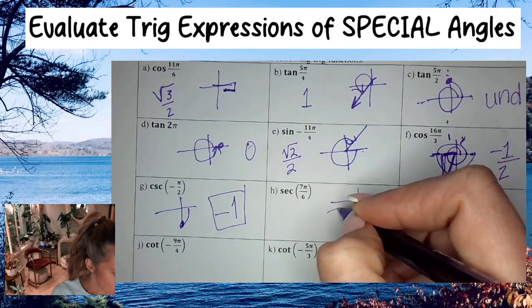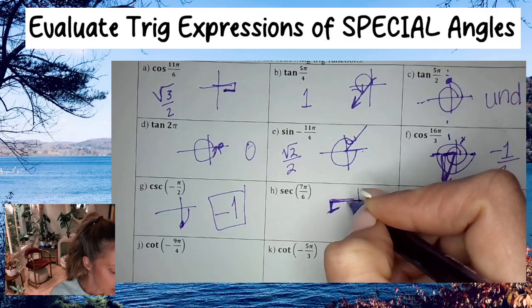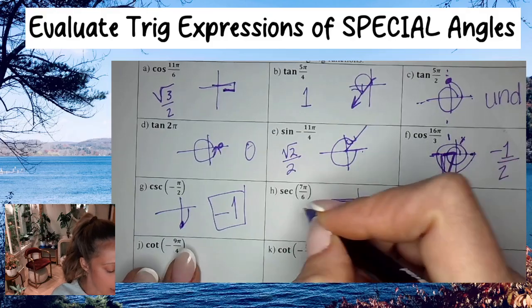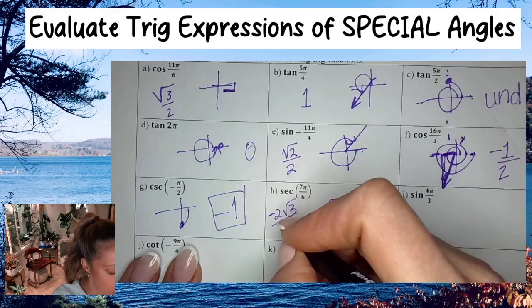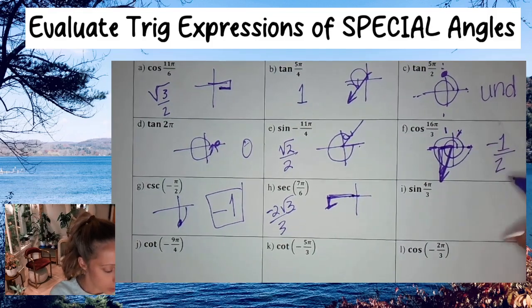7 pi over 6 will terminate right over here. Secant is the reciprocal of cosine. Secant will be then, if cosine is negative root 3 over 2, then secant is negative 2 root 3 over 3 because, well, we memorized our reciprocals because we are responsible young students, right?